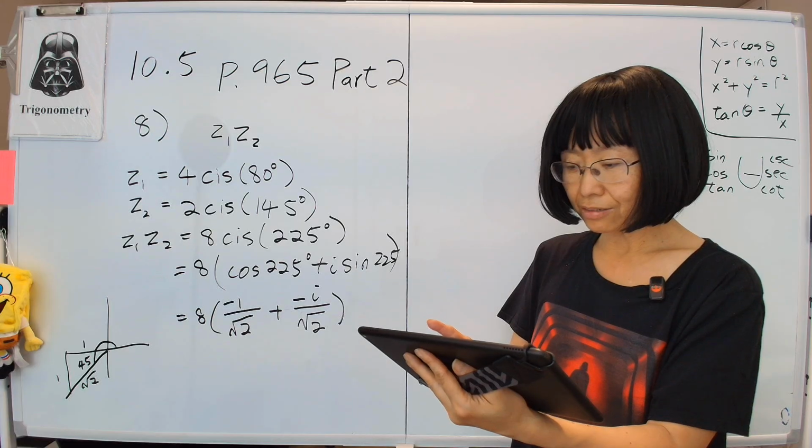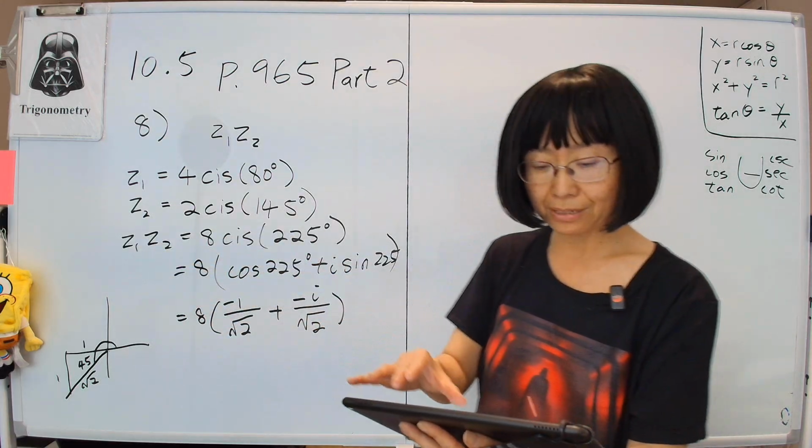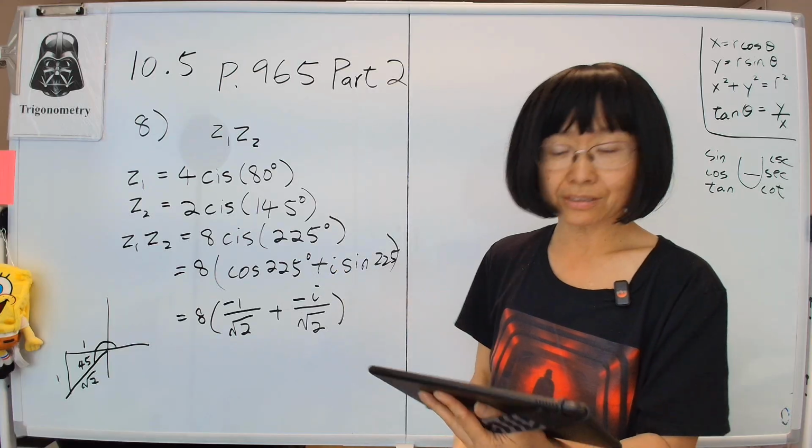Now next, let's look at example 9. In example 8, we did the multiplication of two complex numbers. So in example 9, we're going to divide.